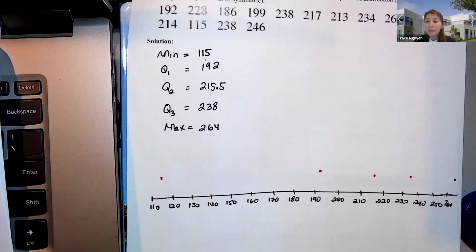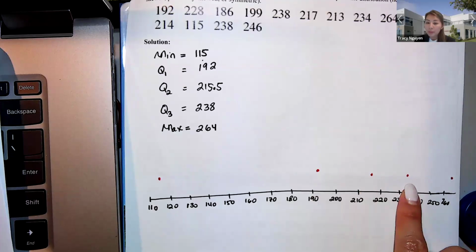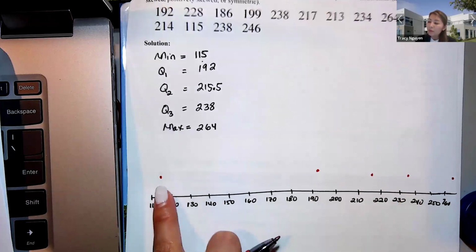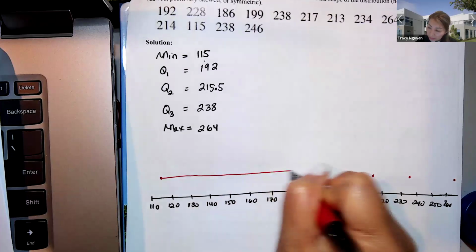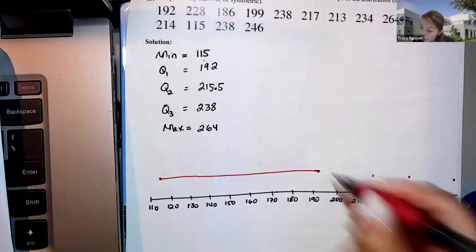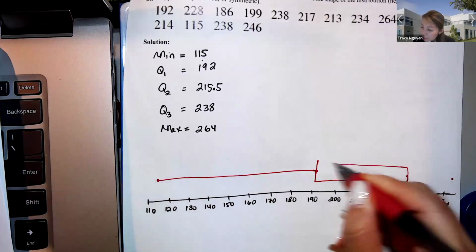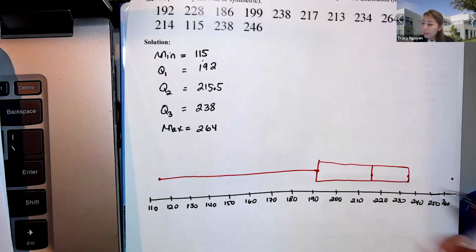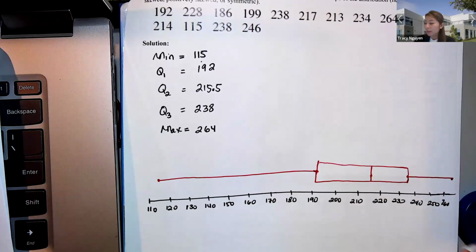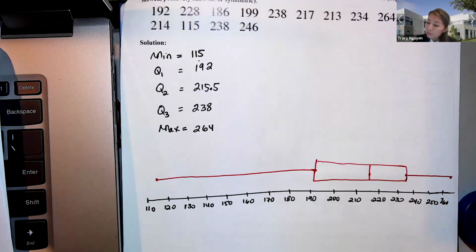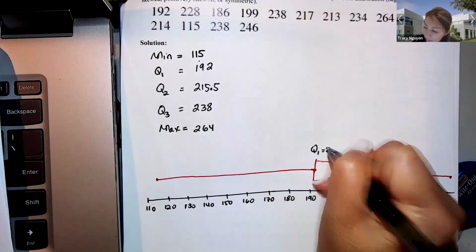Now, how to draw the box part? Your Q1, Q2, and Q3 will form the box part. From your min to your Q1, you draw a line like this, okay? You use the 3 quartiles, you form the box part. So this is the box part. And from your Q3 to the maximum value, you also have another line. So let me label this one for you. So Q1 is 192.